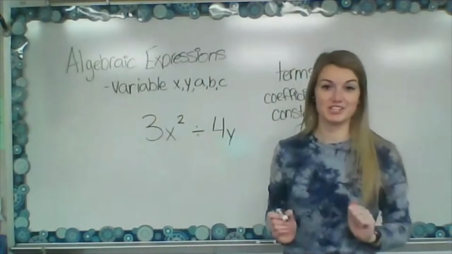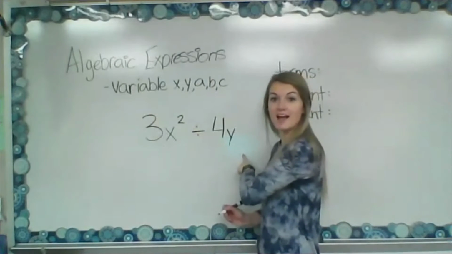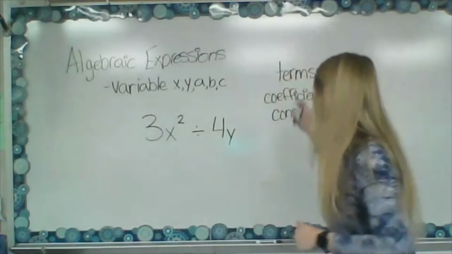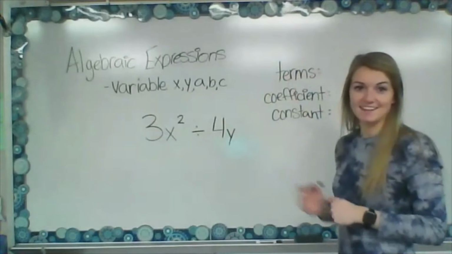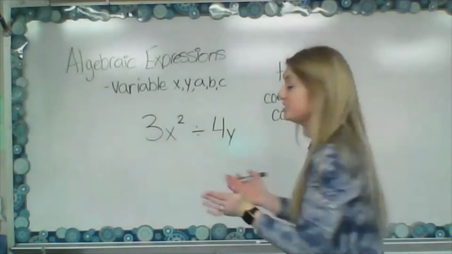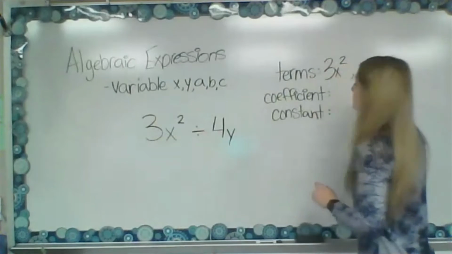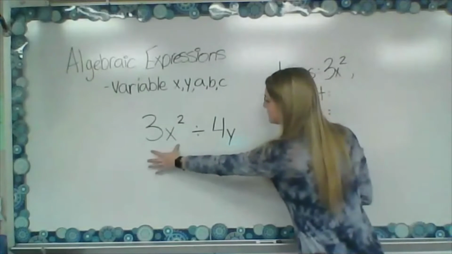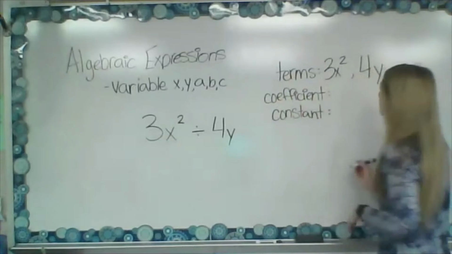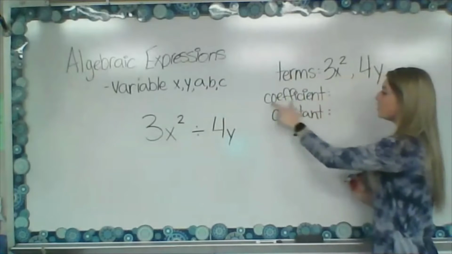Here's my next expression. I've got 3x squared divided by 4y. Woo, we got a lot going on here, okay? So we need to identify the terms, the coefficients, and the constants, okay? Terms. What is on each side of my operation? Well, I've got a 3x squared, so I'm going to write 3x squared with a comma. And what's on the other side of my division sign? 4y. So I'm just going to write 4y. That's it.